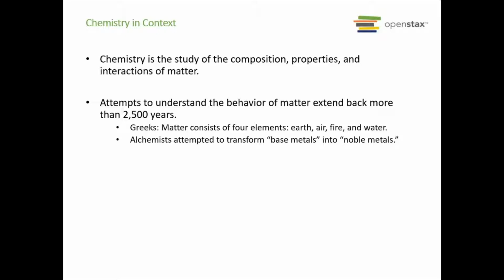The Greeks, for instance, proposed that matter consisted of 4 elements: earth, air, fire, and water. There was the practice of alchemy, which was where alchemists tried to transform base metals into noble metals. There were times where some chemicals were used for dyes or perfumes, for pottery, all over the place, all in history.